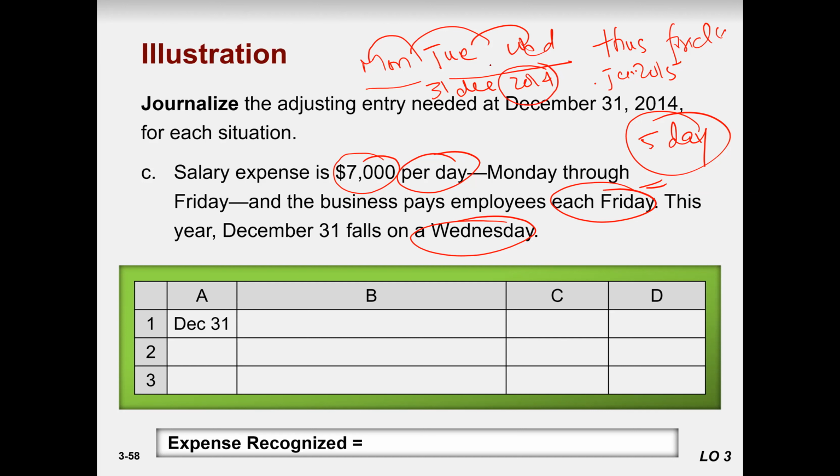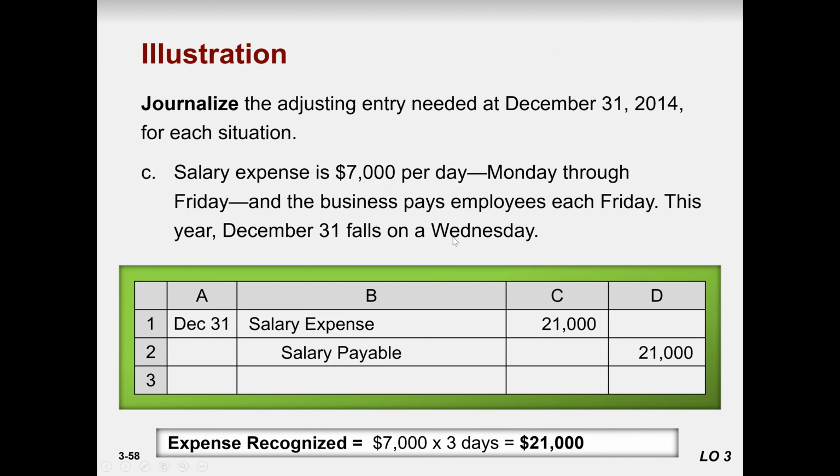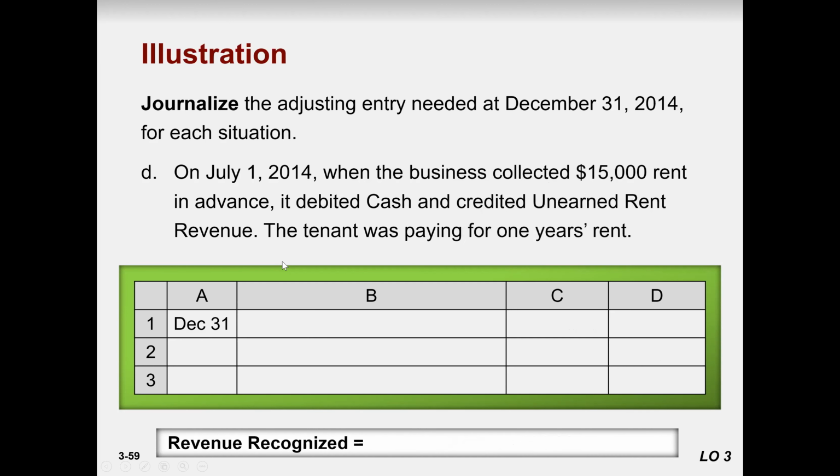Okay, so it means these 3 days salary belongs to 2014. All right, but did they pay it? No, they will pay on Friday. So 3 days salary, 700 multiplied by 3, which is 2100, belongs to 31st of December 2014. So did they pay it? No, you create a liability. So this is accrued expense. Salary expense to salary payable. Any question, guys? Please participate. Any question? No, sir, not right now. Okay. Good. Now D part.